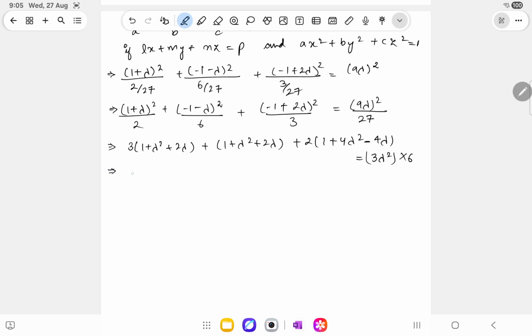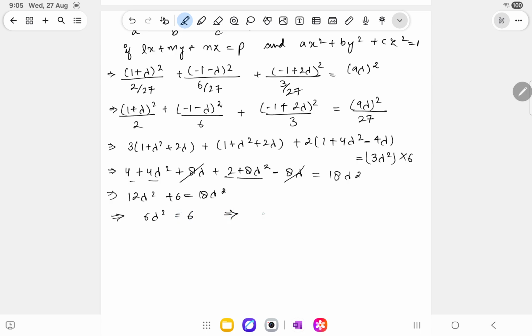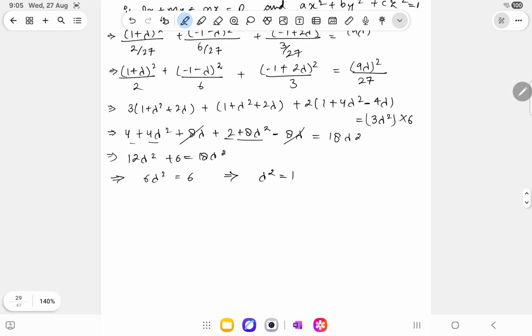So this can be simplified as 4 plus 4 lambda square plus 8 lambda plus 2 plus 8 lambda square minus 8 lambda is equal to 18 lambda square, which is basically equal to 12 lambda square. This 8 balances out the negative one, plus 6 equals 18 lambda square. So from here I'll get 6 lambda square is equal to 6, which gives lambda square equal to 1, and from here I'll get two values of lambda, that is plus 1 and minus 1.